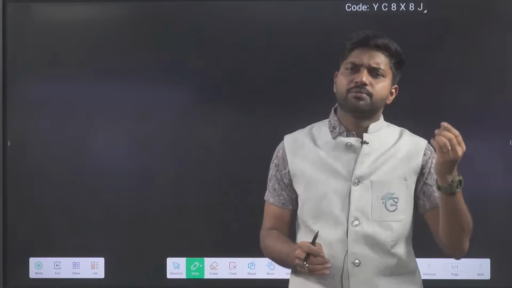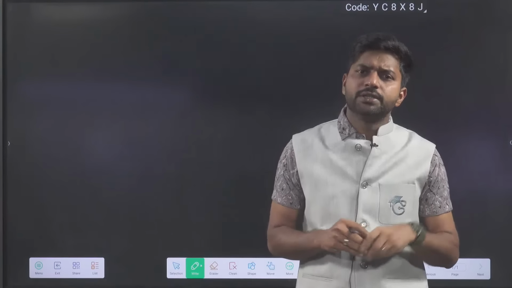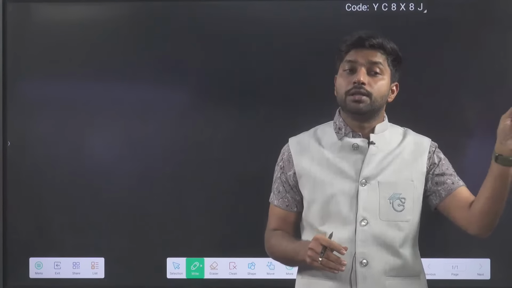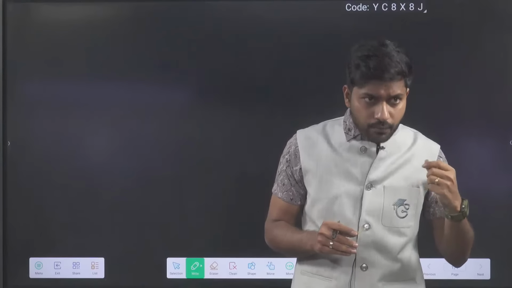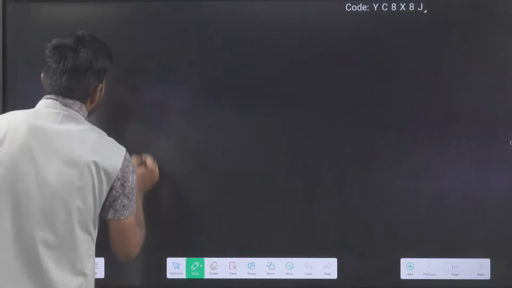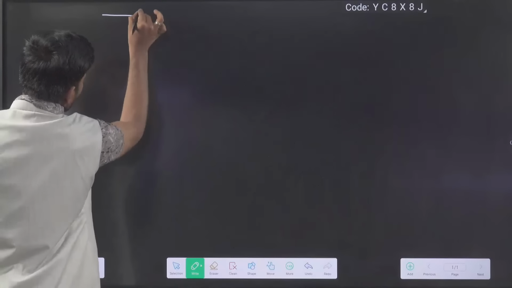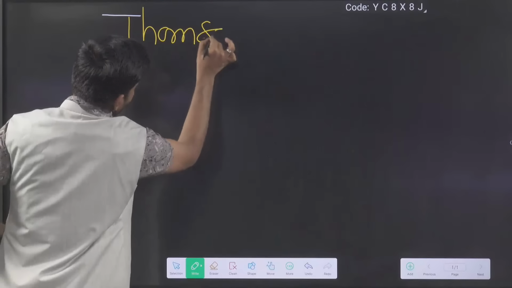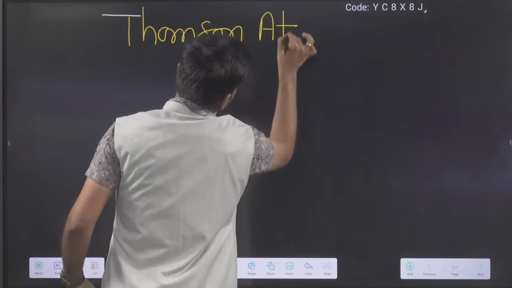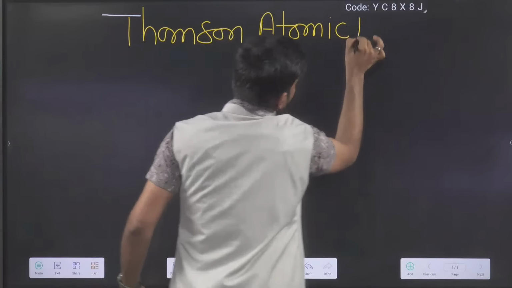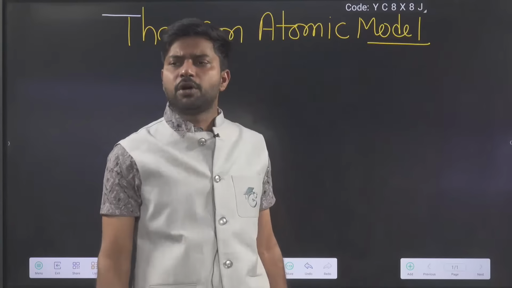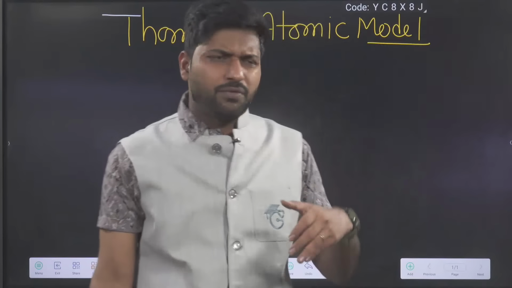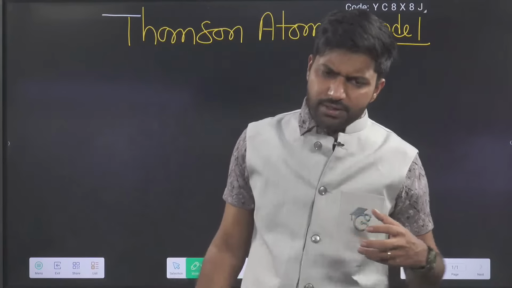In those famous models, the first one was the Thomson model, J.J. Thomson, the same person. What he has said, the Thomson model. Now, we are going to start the Thomson atomic model. So what was the Thomson atomic model and what was Thomson's hypothesis.